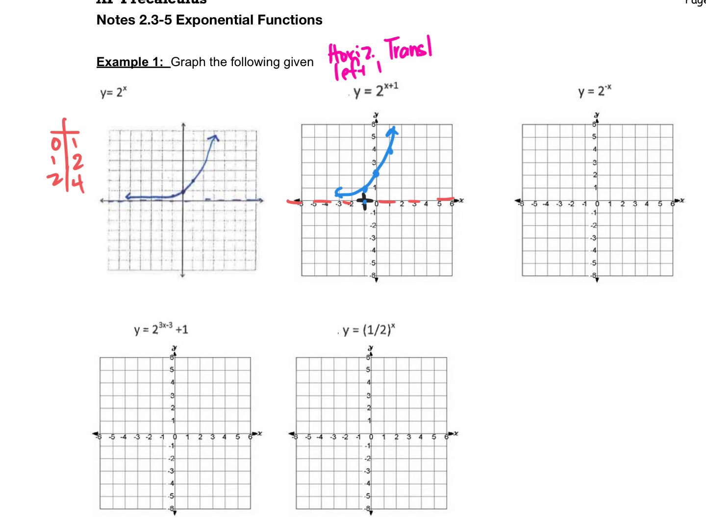What about the second one? What's the transformation on that one? It's 2 to the negative x if you can't see it. What does that do? It's a reflection. Which one does it go over? The y-axis. So it's a reflection over y. Does my asymptote move? Nope, it's still right here. We're just going to turn it the opposite direction.